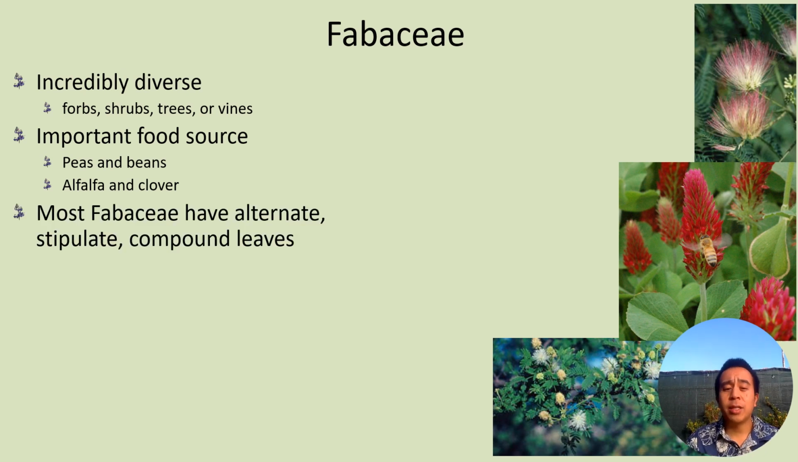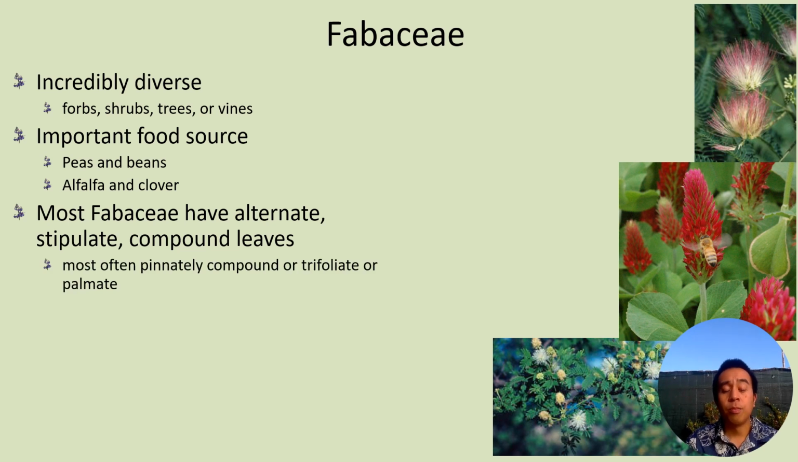Most Fabaceae plants have alternate stipulate compound leaves. Again, if you don't remember, alternate is when leaves are on opposite sides of the stem, but slightly offset from each other. Stipulate means they have little modified leaves where the leaf base, typically on a petioled leaf, meets the main stem of the plant. There are usually two of them, paired. And they have compound leaves, which means there are multiple components, often considered leaflets, that make up the entire leaf. Oftentimes, they are pinnately compound, trifoliate, or palmate.